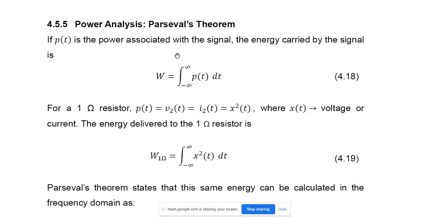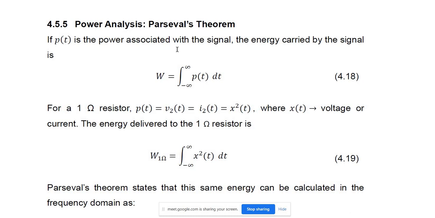Apart from that, we also use the Fourier transform to solve application problems. The application problem is the circuit, especially the RLC: resistor, capacitor, and inductor, either connected in parallel or in series. Yesterday we covered up to circuit analysis. Today we'll cover the power analysis in terms of Parseval theorems.